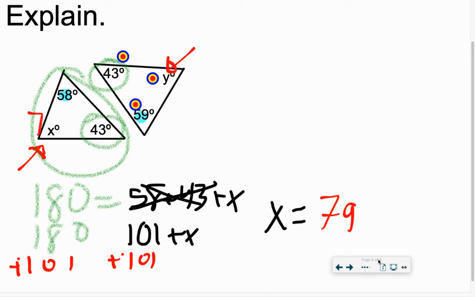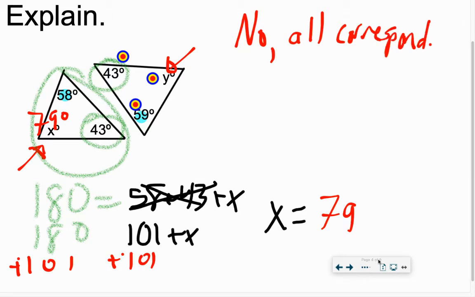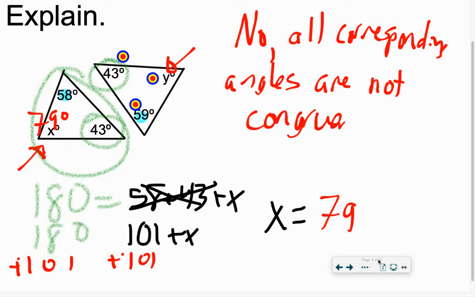If X equals 79 degrees, do we have three angles that are congruent? We do not. So then you just say no. All corresponding angles are not congruent. And that's your explanation. All corresponding angles are not congruent. If you said yes, they are similar, then you would just say yes, all corresponding angles are congruent.